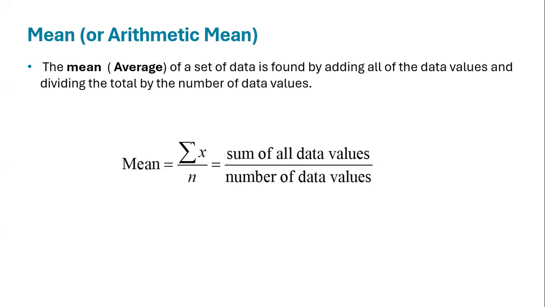And this notation is called sigma. Whenever you see this sigma, it means we need to add all of the values. Sigma x means add all of the x values. X values are the data values. So you need to add all of the data values and then divide by the number of them.